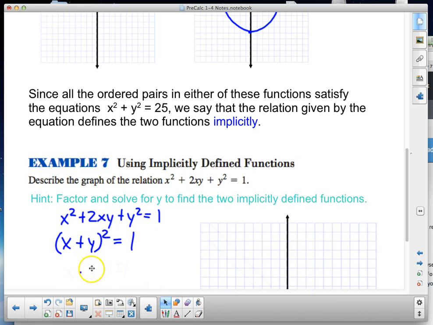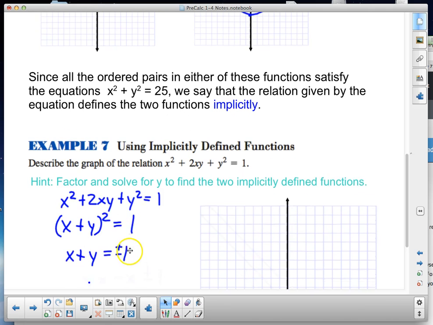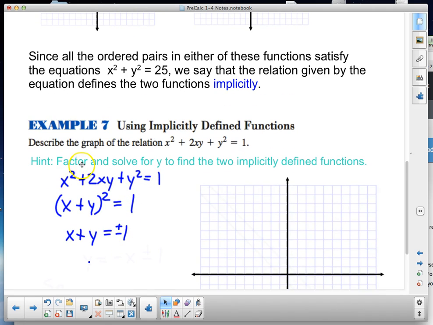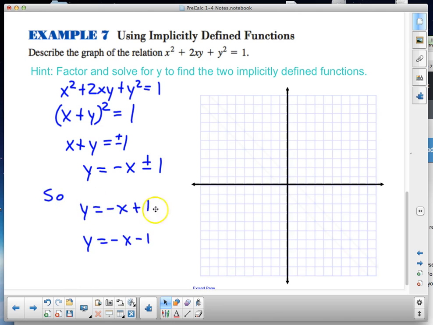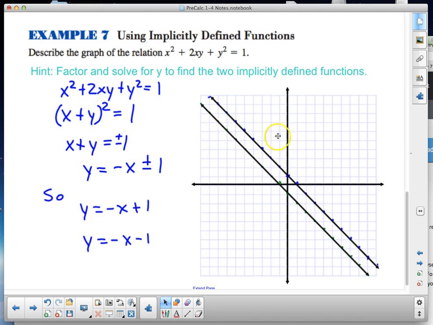Now, if I take the square root of both sides, I get plus or minus 1 on the right. And this time, I'm going to solve for y. Remember, when I do these implicitly defined functions, I've got to solve for y so I can put it into my calculator and graph the two functions. So I've got one function with y equals negative x plus 1 and y equals negative x minus 1. Okay, so I can graph the two things just like this. And if I do it on a grid or on my calculator, I'll have parallel lines going through here: y equals negative x plus 1 and y equals negative x minus 1.